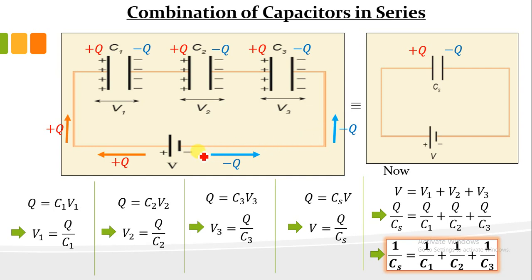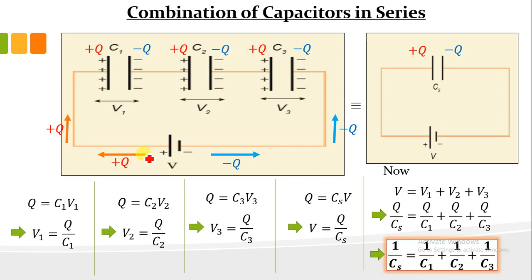Okay, when we connect these three capacitors in series, then what will happen? Positive charge starts flowing from the positive terminal of the battery up to the positive plate of the first capacitor, and negative charge from the negative terminal of the battery to the second plate of the last capacitor. Okay, so plus Q starts accumulating on the first plate, and minus Q on the second plate of the last capacitor C3.